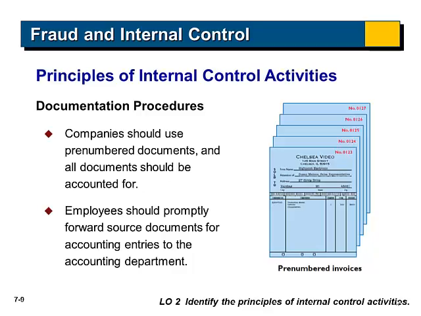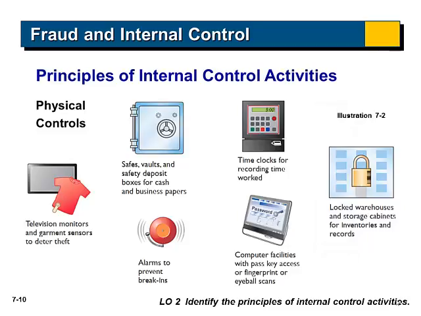Another principle of internal control activities includes physical controls. And this is fairly self-explanatory. You've seen lots of this as you are shopping out and about in retail stores. Physical controls means that you are maintaining your physical assets in a manner that is proper and that ensures the minimization of fraud. So in a retail store, there might be television monitors and garment sensors to deter theft. You might have safes, vaults, and security deposit boxes for cash and for important business papers.